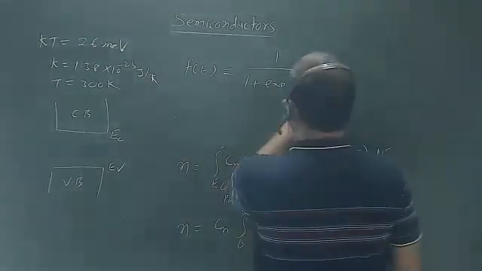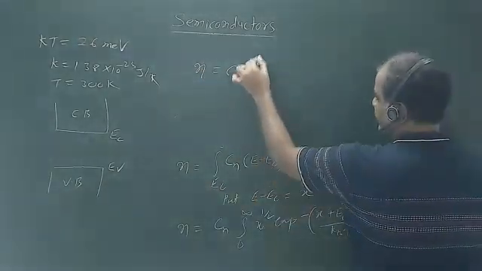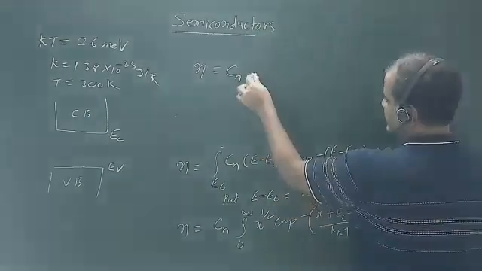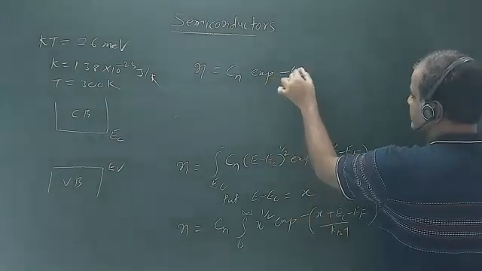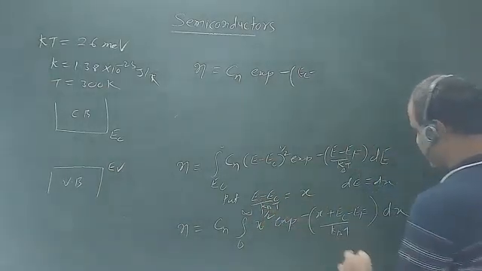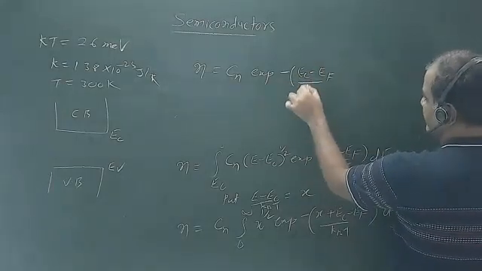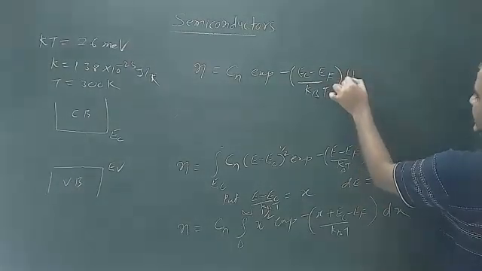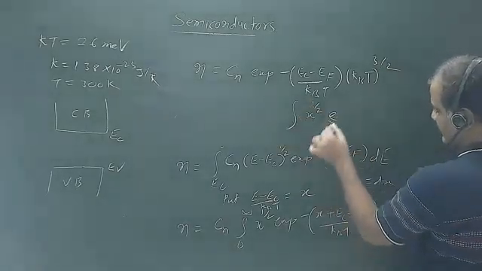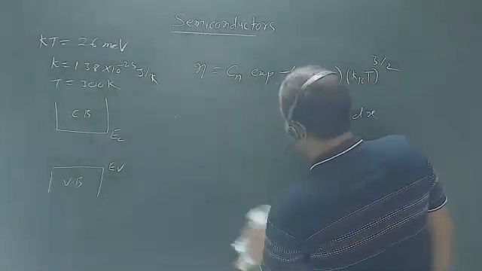If I solve this integration, I'll get n equal to Cn, integral from 0 to infinity of X to the power half. EC is constant and EF is constant, so take that exponential outside: exponential of minus (EC minus EF) upon KBT. Taking KBT as well, treating (E minus EC) upon KBT as x, you get X to the power half times KBT to the power 3/2, and integration of x to the power half e to the power minus x dx from 0 to infinity. This is just a derivation; you can find it in notes and books also.